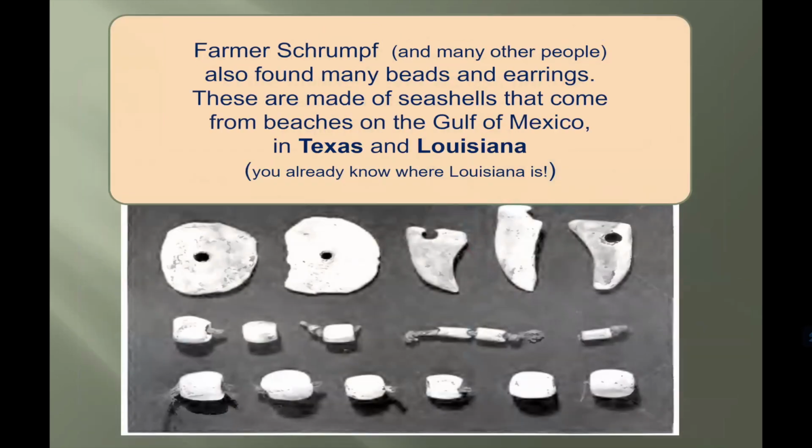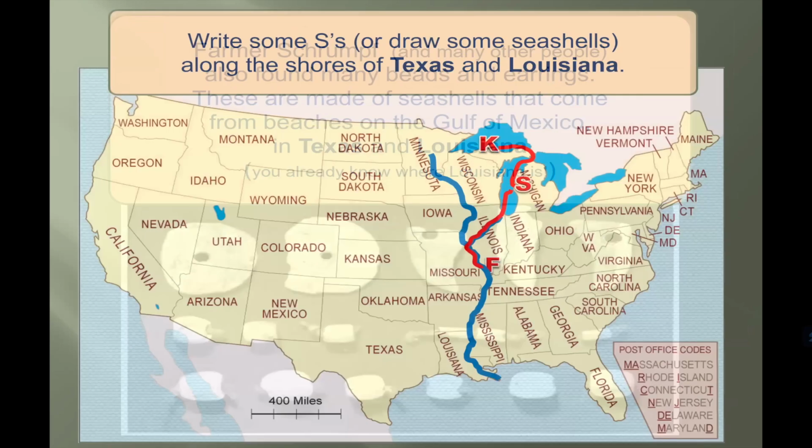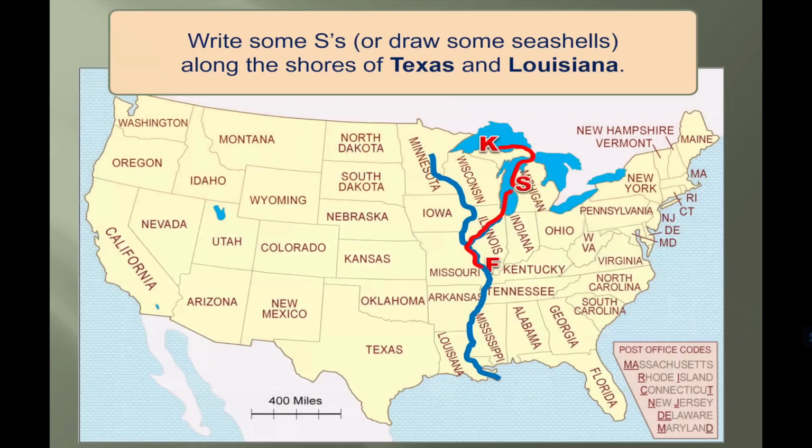Now, the people that were digging underneath the stump found a whole lot of beads and earrings that were made out of seashells from the beaches of the Gulf of Mexico, in Texas and Louisiana. So draw some seashells or write some S's along the shores of Texas and Louisiana. And if your map looks like that now, the question is pretty simple.